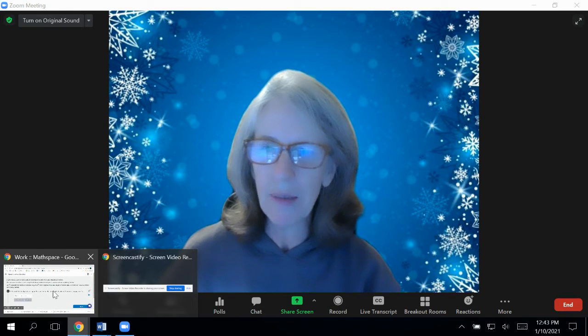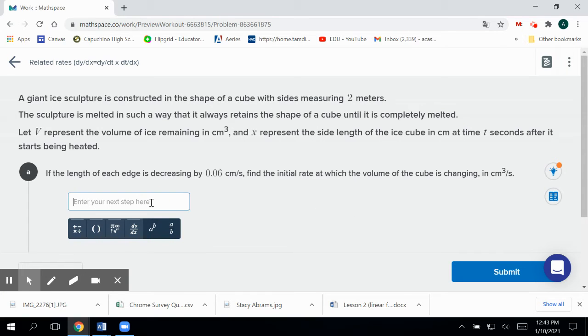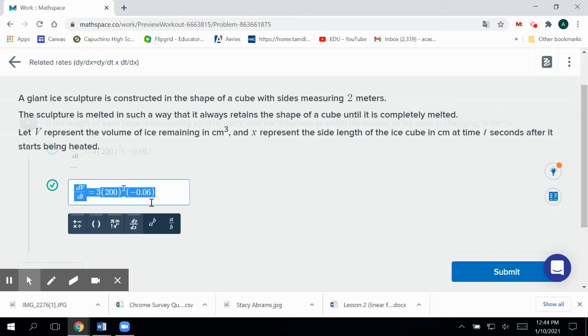So let's see, where's my Mathspace? And let's go ahead and just type in what I just wrote down on my paper before I bother getting out my calculator. Let's make sure that's right. So dV/dt, and you need to use capital letter V, is equal to 3 times 200 squared times negative 0.06. That should do it. Let's see if I'm doing okay. Yes.